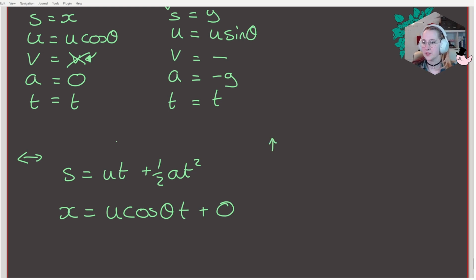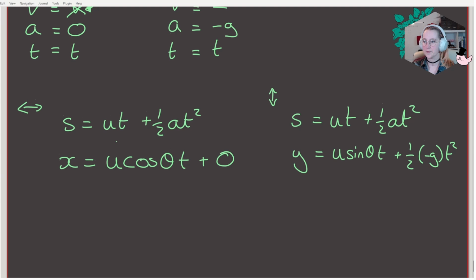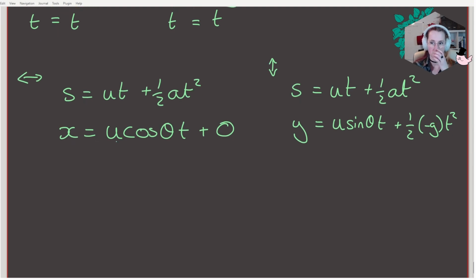In contrast then, the vertical equation, again, we've got no V, so let's do the same equation. So S is now ut plus half at squared. Let's plug in our values for the vertical motion. We have Y is U sine theta T plus half minus G T squared. Okay, so let's do some manipulation. The plus 0 goes away. I just wrote it in case anyone wondered where that at squared went to.